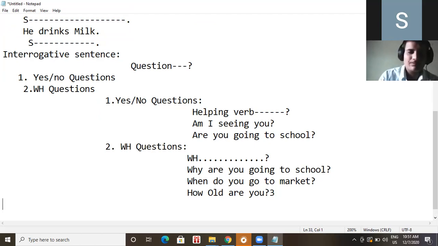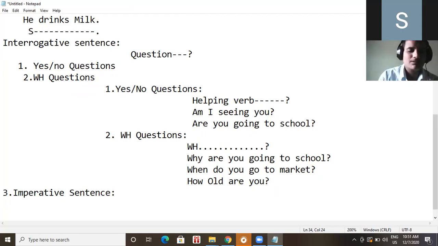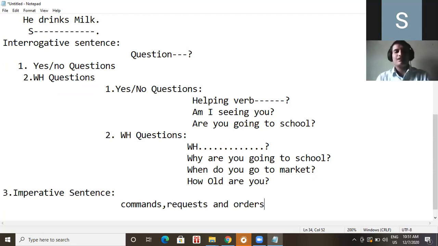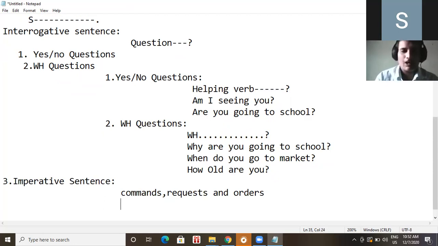Next, the third one is the imperative sentence. What is an imperative sentence? Imperative sentence means nothing but it asks about commands, requests, and orders. Okay. For example, we have to see.